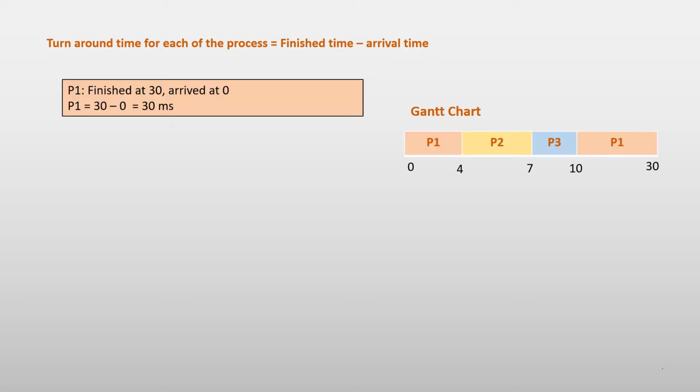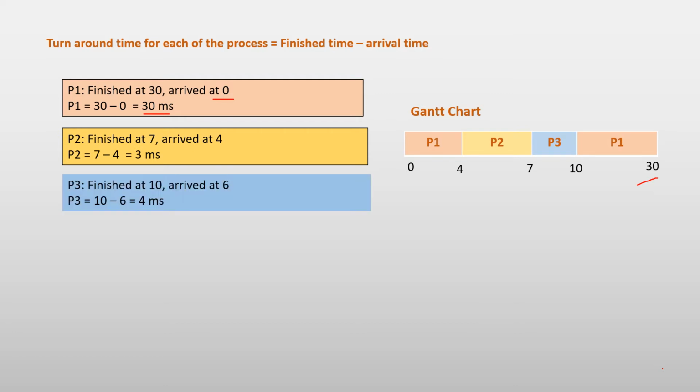From the Gantt chart, we get to know that process P1 finished at 30 milliseconds. It had arrived at 0 milliseconds. So the total time that it spent in the system was 30 milliseconds. Process P2 arrived at 4 milliseconds. It finished its execution at 7 milliseconds, and hence its total time spent in the system is 3 milliseconds. For P3, it finished at 10 milliseconds and it arrived at 6 milliseconds. So the total time that it spent was 4 milliseconds.